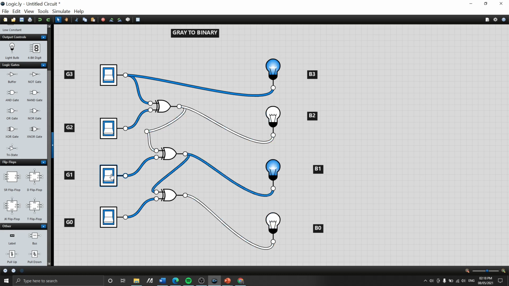When G3 and G1 are 1 and the remaining inputs are 0, then all the outputs are 0 except B3. When G3, G2 and G0 are 1, then the outputs B3 and B0 are 1 and B2 and B1 are 0. When G3, G2 and G1 are 1 and G0 is 0, then all the outputs are 1 except B2. When all the inputs are 1, then B3 and B1 are 1 and B2 and B0 are 0.